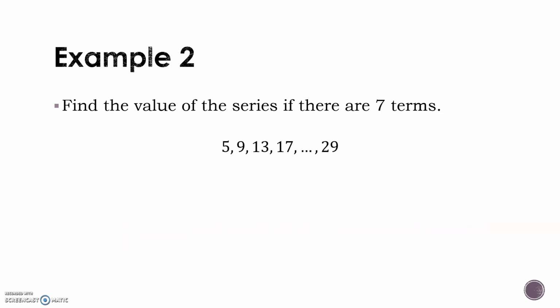Find the value of the series if there are 7 terms. I'm going to write down our formula real quick. We had S sub n equals n over 2 times a sub 1 plus a sub n. The first thing I'm going to do, and what you're going to be expected to do on your homework, is identify the key pieces of this. I need to know what n is. n is how many terms. It tells me there are 7, so n equals 7.